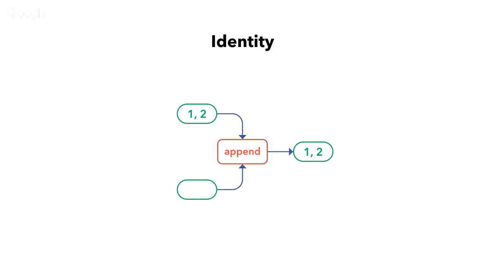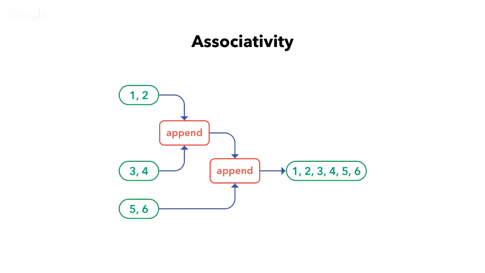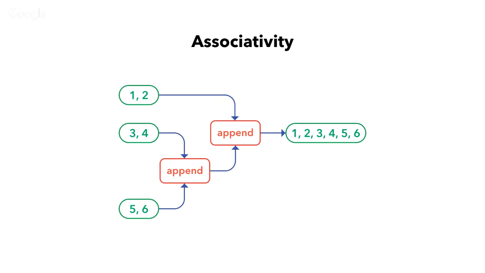So lists also have, again, the identity. So an empty list is the identity element for lists. So 1 and 2 appended with an empty list is 1 and 2. And again, it doesn't matter which way around I do it, it's going to give me the same answer. So again, associativity. So this is the second law. 1, 2, 3, 4, and then 5, 6. It's going to give me 1, 2, 3, 4, 5, 6. And it doesn't matter which way I do those operations, it's still going to give me the same answer.